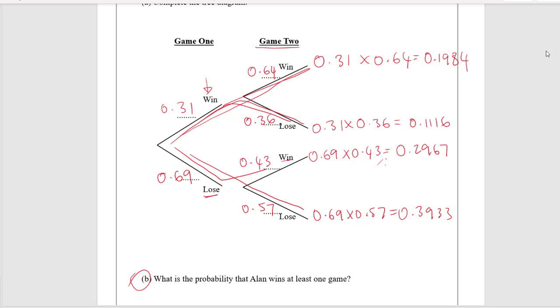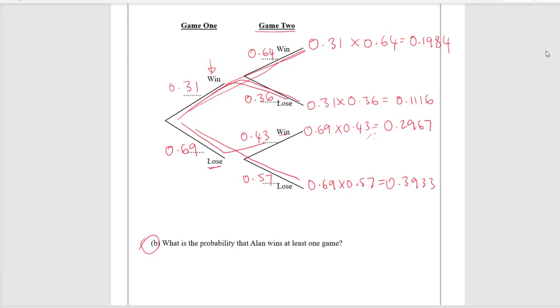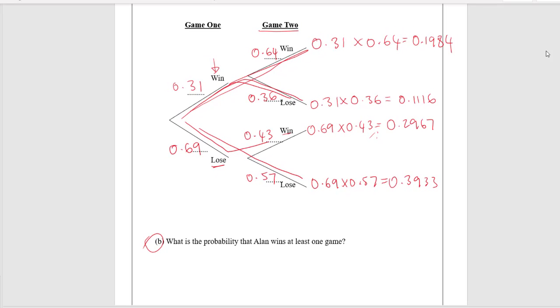0.3933. Now let's go to the final question, and this is asking us to find the probability that Alan wins at least one game. Now if he wants to win at least one game, that means he needs to win and win. So these two, win and win, that means he wins at least one game, and the probability is 0.1984.